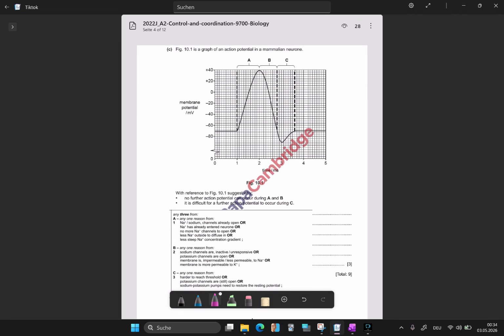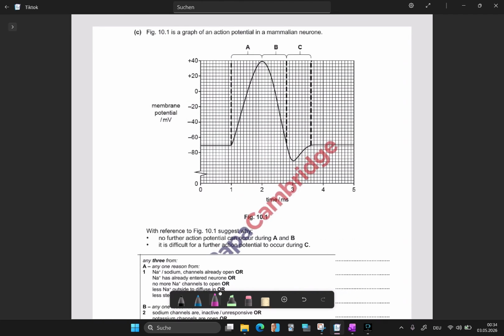So this question needed some thinking. It asked us why there is no further action potential during A and B, which is depolarization and repolarization, and why it's difficult for a further action potential to occur at C, which is hyperpolarization.